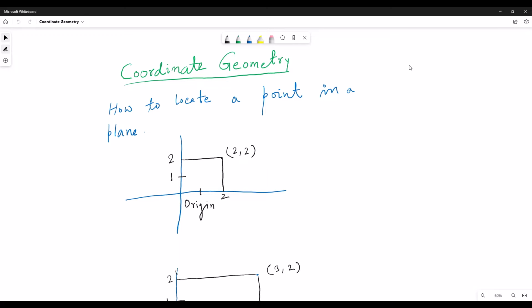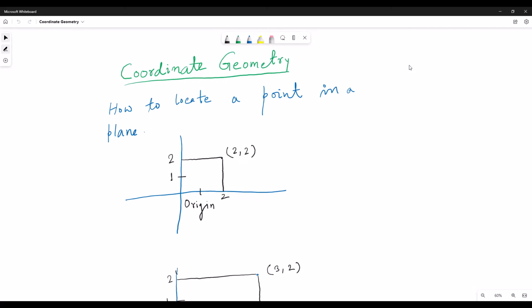We have already studied how to locate a point on a number line. So in one dimension we have a point on a number line. On a number line we say a point is 3 units away from 0. A point is minus 3 units away from 0. Likewise, in a plane, we need to say a point is 2 units away from the x-axis and the point is 2 units away from the y-axis. So you must be wondering what is axis, x-axis, y-axis.